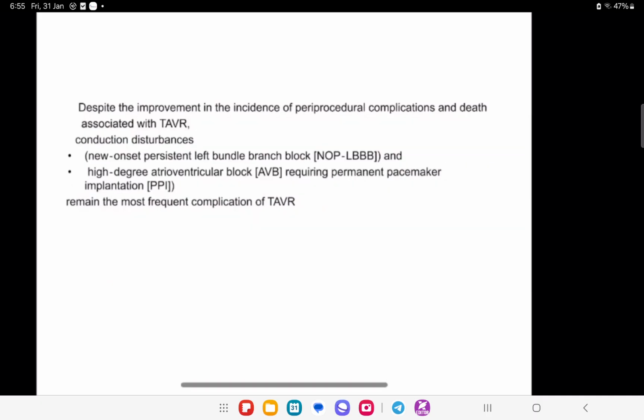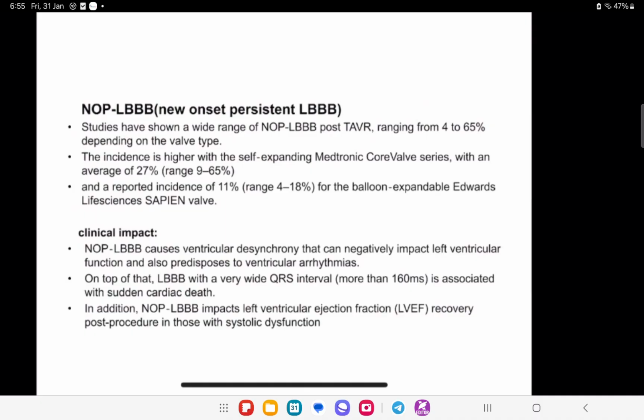Despite the improvement in the incidence of peri-procedural complications and death associated with TAVR, conduction disturbances, a new onset left bundle branch block, and high degree atrioventricular block requiring permanent pacemaker implantation remain the most frequent complications of TAVR. A new onset persistent left bundle branch block: studies have shown a wide range of blocks post TAVR, ranging from 4 to 65% depending on the valve type. The incidence is higher with the self-expanding Medtronic CoreValve series, with an average of 27%, and a reported incidence of 11% for the balloon expandable Edwards Lifesciences Sapien valve.